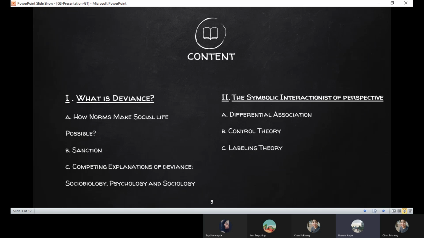And here is our content. We divided into two parts. The first one is about what is deviance. In this part we include 3 points. First is about how norm makes social life possible. Second is about sanctions. Last is about competing explanation of deviance. The second part is about the symbolic interactionist perspective. In this part, we also include 3 points: differential association, control theory, and the last one is labeling theory.